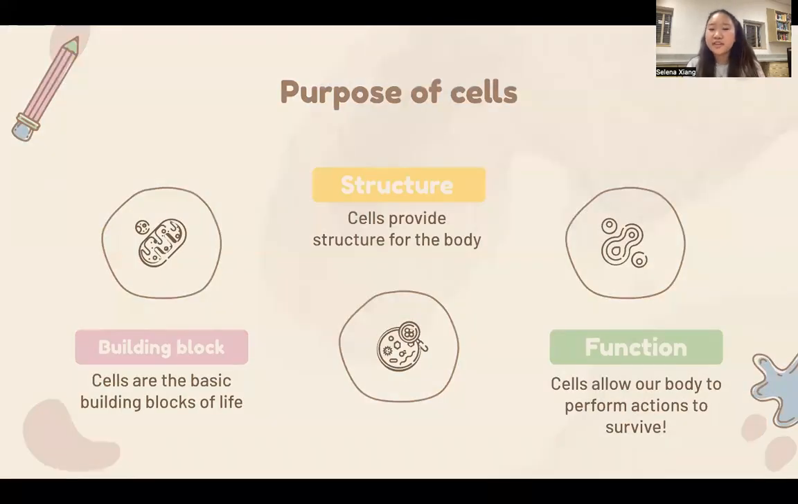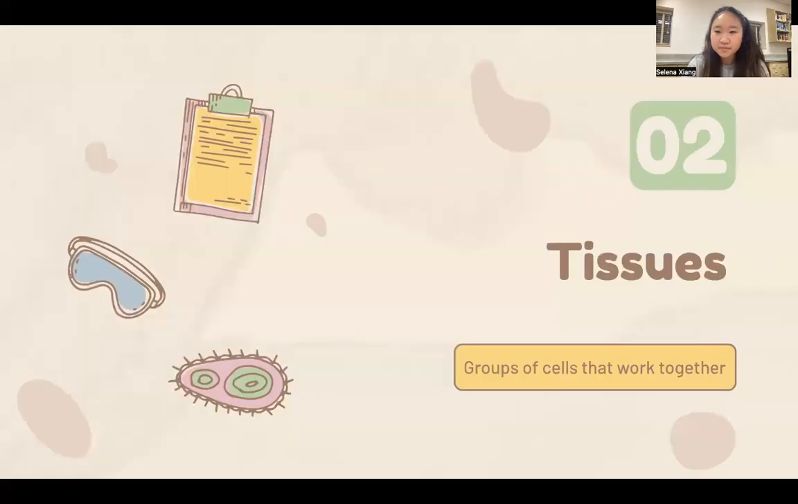So what is the purpose of cells? They've got 3 main purposes. The first one is that they're a building block of life. The second is that they provide structure for the body. They kind of make up what we are and what we look like. And finally, they have a function, which is to help our body perform different things we need to do for survival, such as breathing or even eating and digesting.